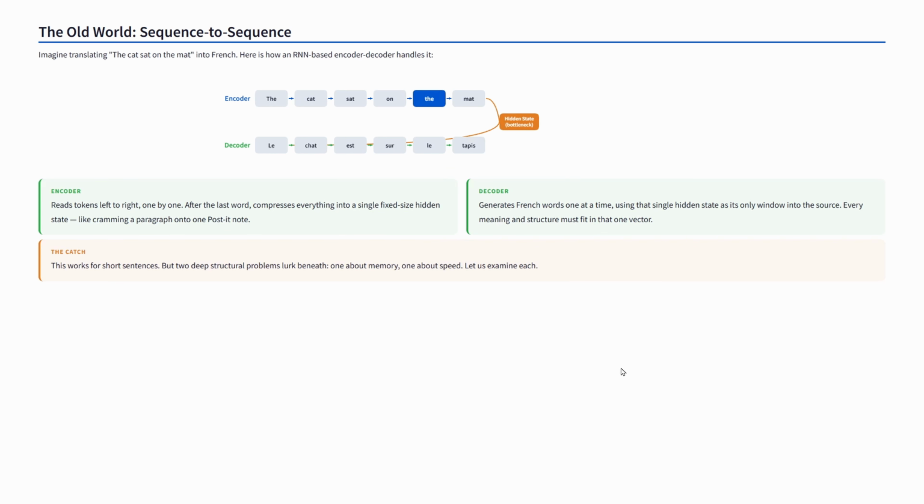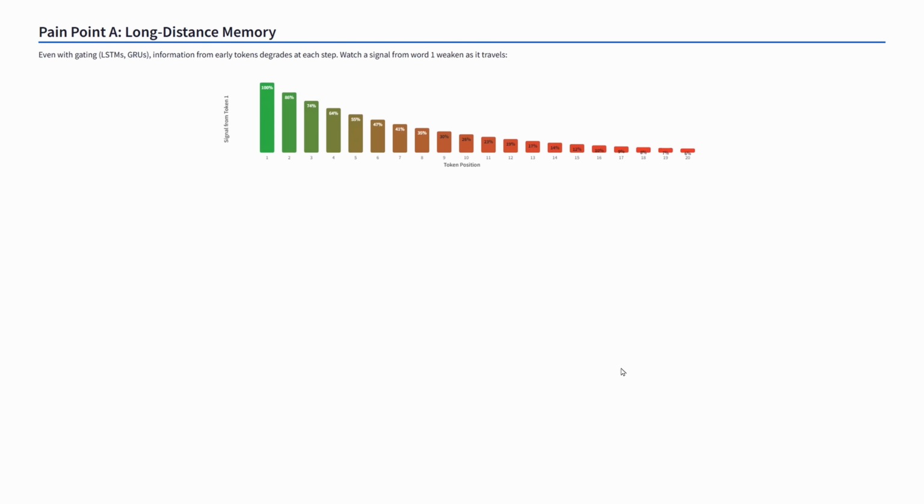Watch this visualization closely. The bars represent how much information from the very first word survives as we move through the sequence. At position 1, the signal is at 100%. By position 5, it's already dropped below 50%. By position 10, we are down to about 20%. And by position 20, the model barely remembers anything about the first word at all.